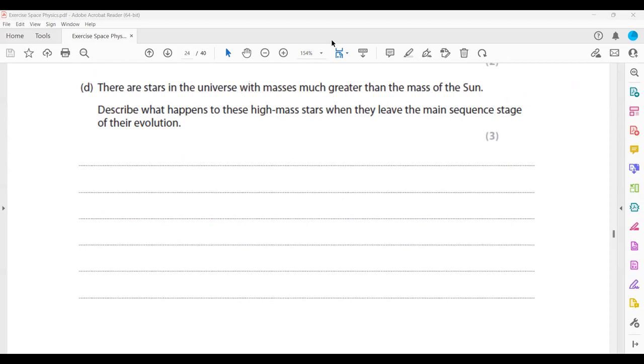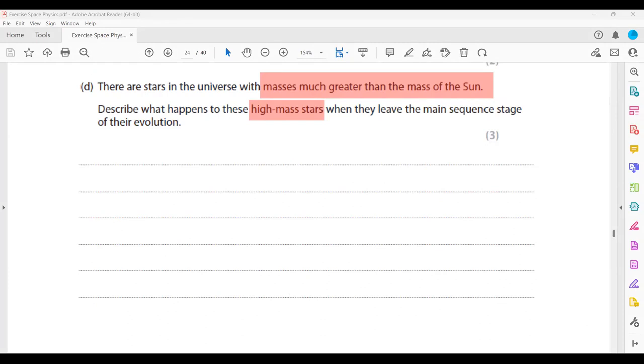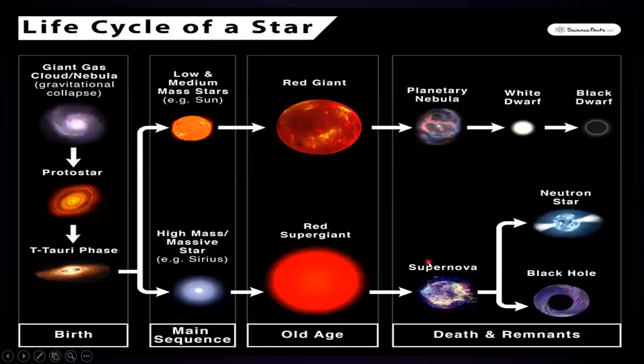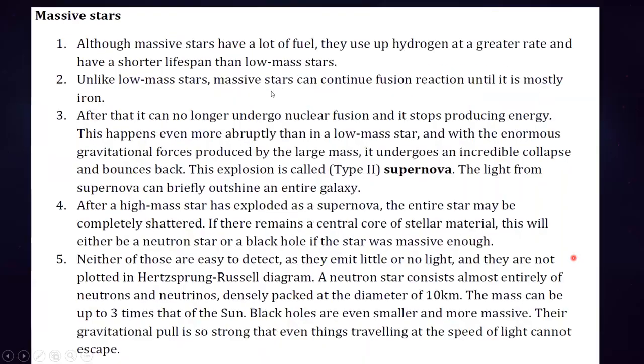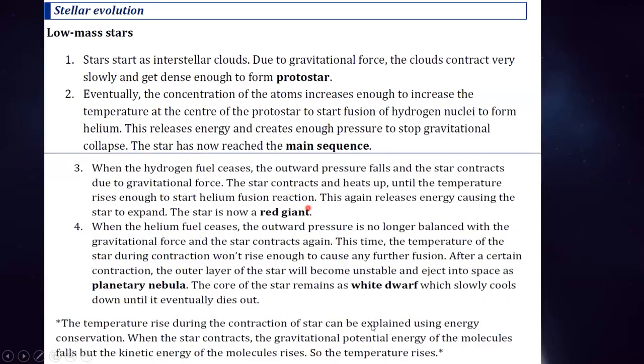Then this question: there are stars in the universe with a mass much greater than the mass of the sun. So they're talking about the high mass star, the cycle of a high mass star. Describe what happens to these high mass stars when they leave the main sequence stage of their evolution. So this is about stellar evolution. This is a cycle you can see. So when we have the stars, this is the main sequence. We have to tell what will happen after the main sequence. There will be a supernova and then it turns into a neutron star or a black hole. So for the high mass star, you have to tell the pattern.